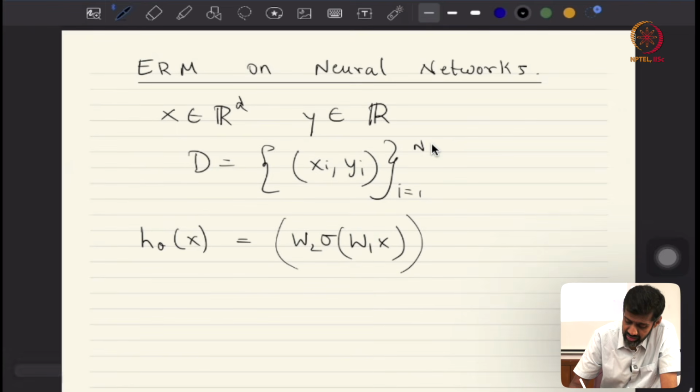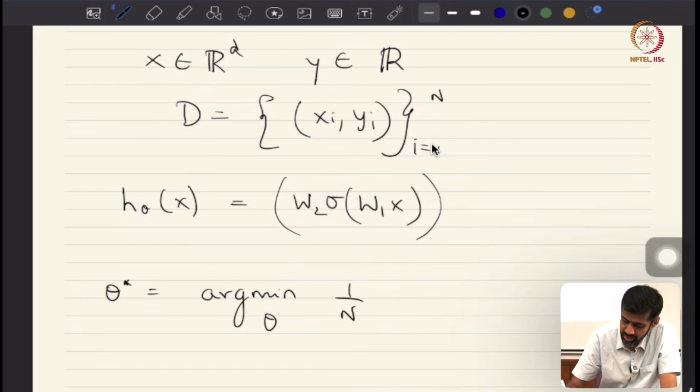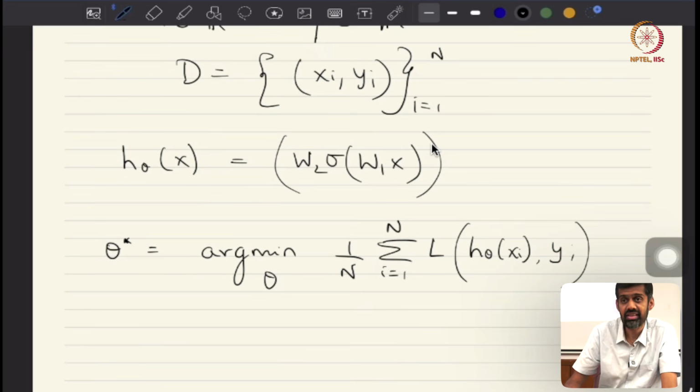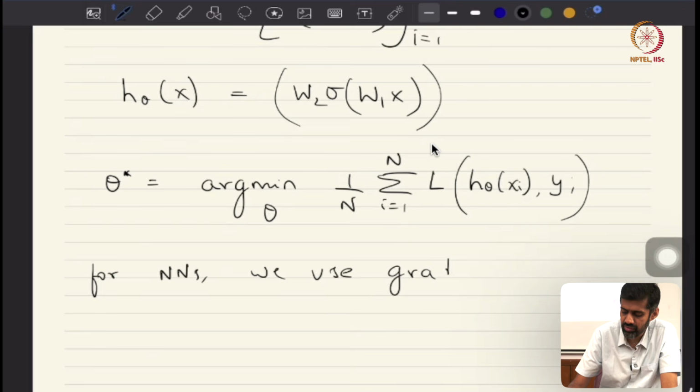So we need our theta star to be equal to the argmin of the empirical risk, which is 1 over n, sum over i is 1 through n. We have some loss function psi comma y_i, right. This is our standard ERM that we do. Now how do we do this? For neural networks we use gradient descent.